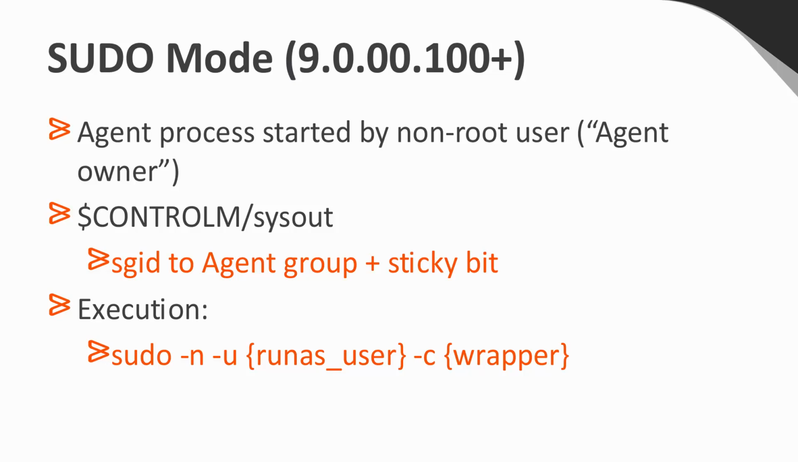Now, sudo mode has some of the same characteristics as non-root mode. The agent, again, is started as the agent owner, non-root, so it's non-privileged. We aren't setting SUID on a file. Nothing is going to be running as root. We still change the mode on the sysout directory to ensure access. And then when we're executing jobs, we're actually issuing to the operating system a sudo command, -n for non-interactive, -u for the user, and the command being that wrapper. And again, we'll talk about this in a little greater detail later.